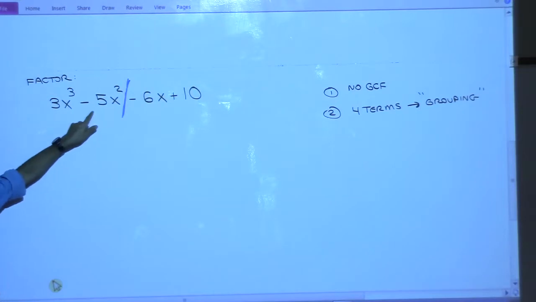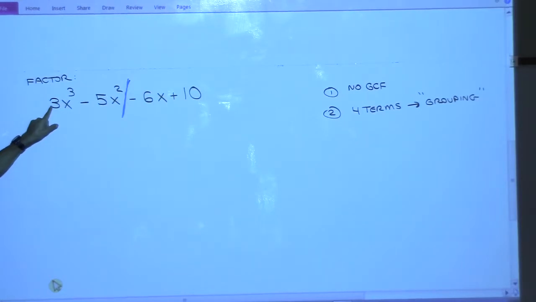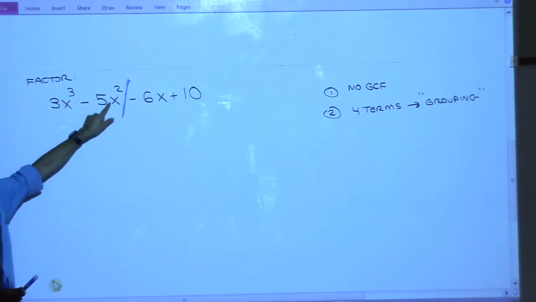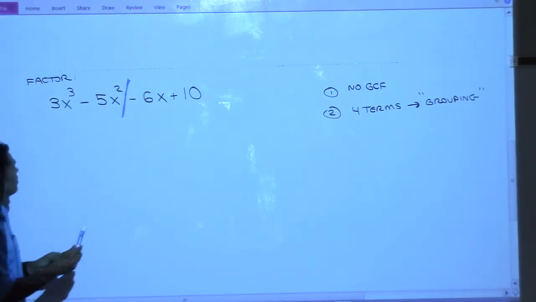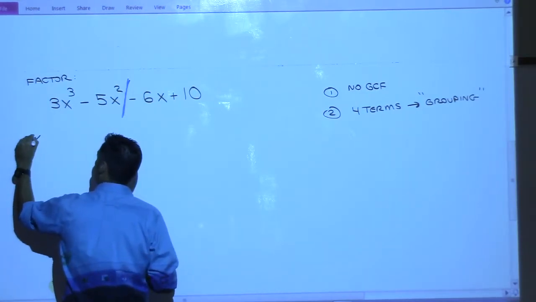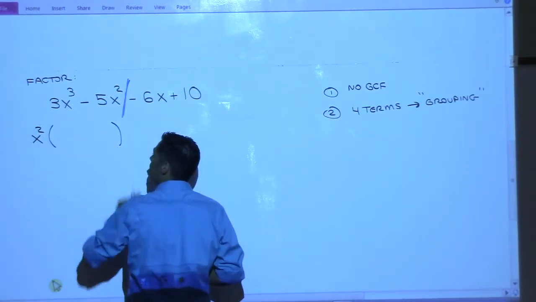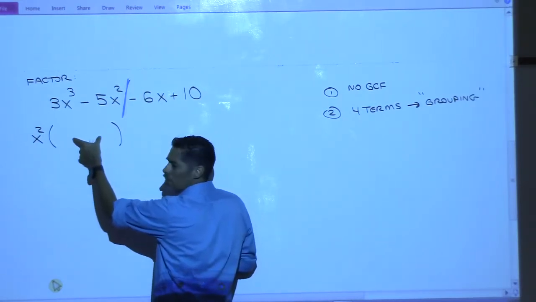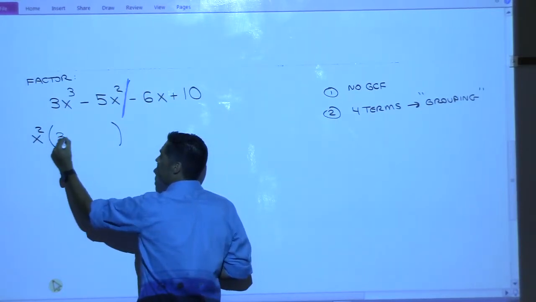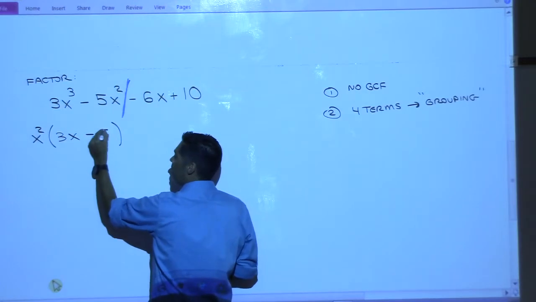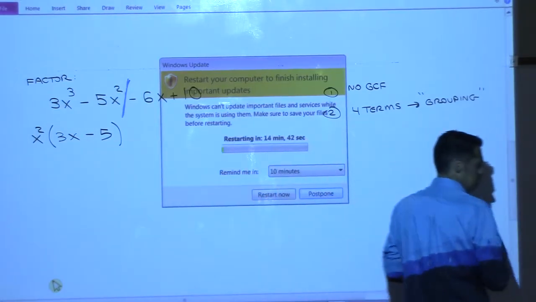So do these have a greatest common factor? Is there something that these both have in common? What is it? X squared, right? This one has x cubed, this one has x squared, so you can only pull out what they have in common. So you're going to pull an x squared. How about a number? 3 and 5, you don't have a common factor there. So just an x squared can come out. So I'm going to write x squared, and then in parentheses, I need to give myself enough room to fill in what I need to get that back. So what do I need here in my first piece? 3x. And then what do I need here? Minus 5. So is everyone clear with that?